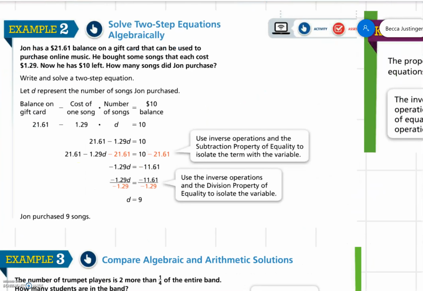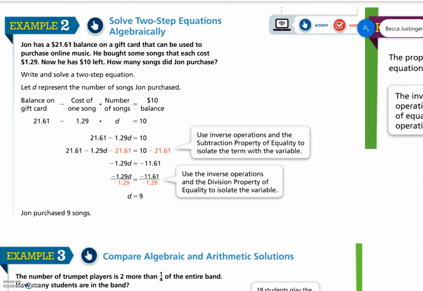All right, example number 2. John has a $21.61 balance on a gift card that can be used to purchase online music. He bought some songs that each cost $1.29. Now he has $10 left. How many songs did John purchase? Write and solve a 2-step equation.